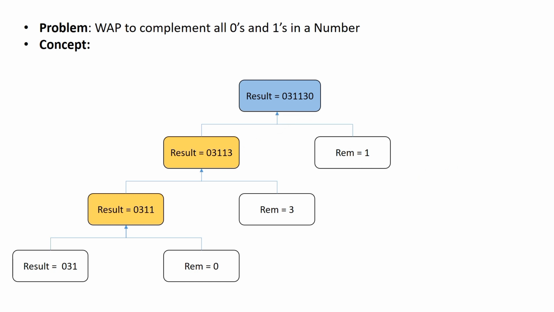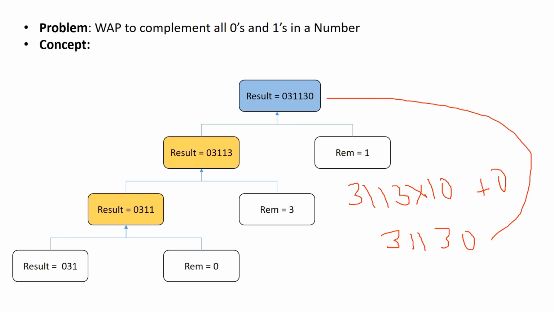Now the final last step, 3, 1, 1, 3 into 10 plus, since the remainder is 1, its complement will be 0. So it will be 3, 1, 1, 3, 0. Is it the same? Yes. This is our final output, what we were expecting. Now moving on to the coding part.